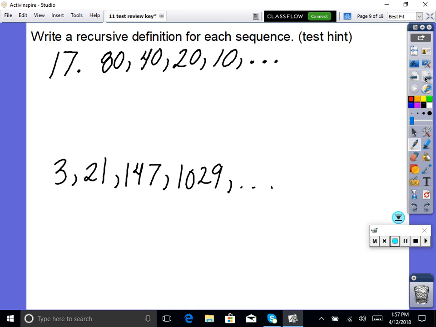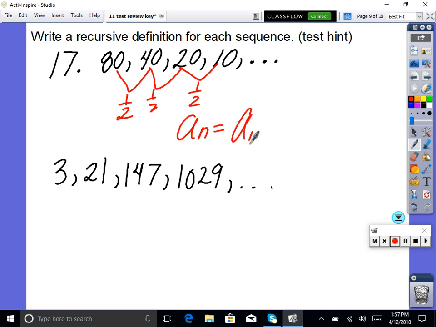Okay, number 17, write a recursive definition for each sequence. So you would say, okay, recursive is the one that we'd never even use, but it's easy to write. It's in terms of the previous term. So this divided by this is a half. This divided by this is a half. So we're timesing each previous term. We're taking the previous term, timesing it by a half to get here. So remember, this is how we write it. A sub n is equal to a sub n minus 1. We have the previous term, and we're timesing it by a half.